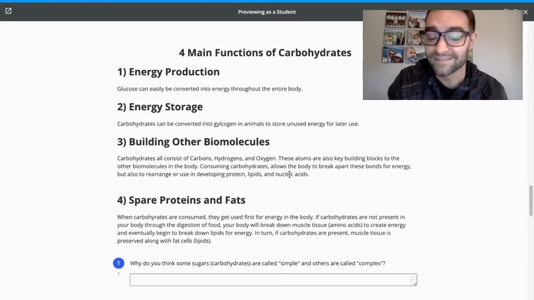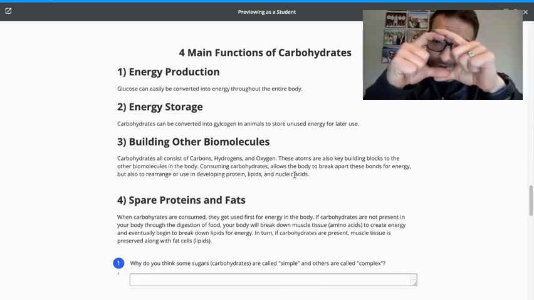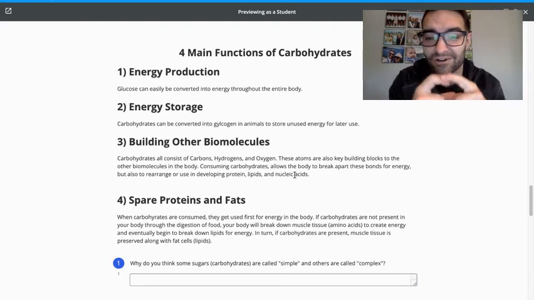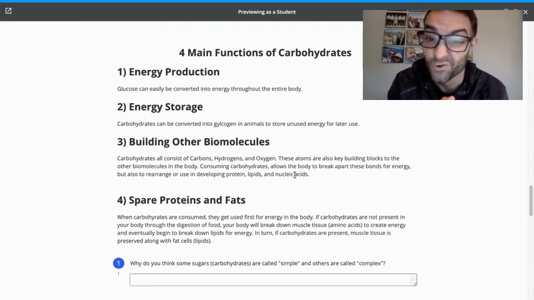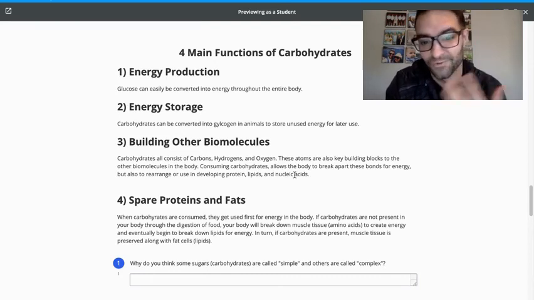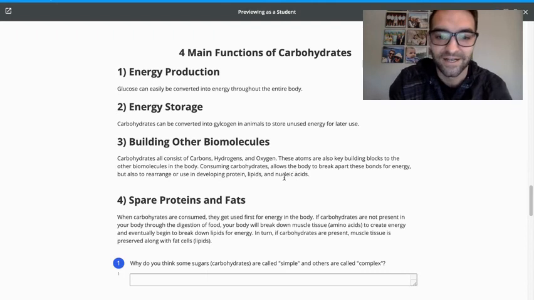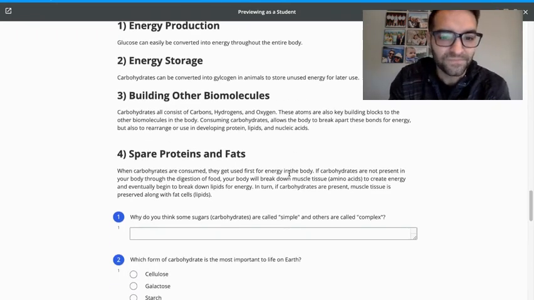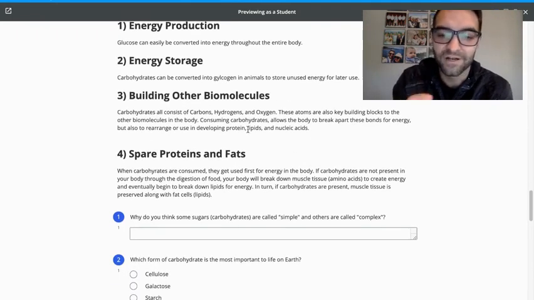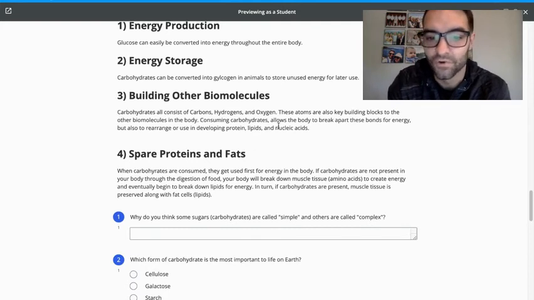But then nucleic acids, which again is our DNA. And if you recall the structure of our DNA, there is a sugar molecule in the center of it. So our DNA almost quite literally is a form of sugar. So there you go. That's why we love sugar so much, right? But nucleic acids are building blocks, and they can be rearranged and used in those forms as well.